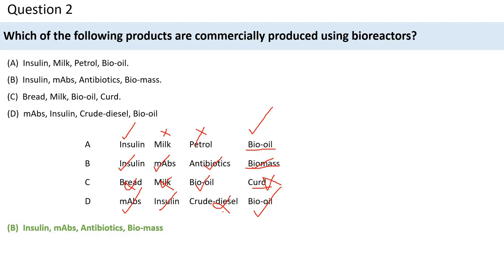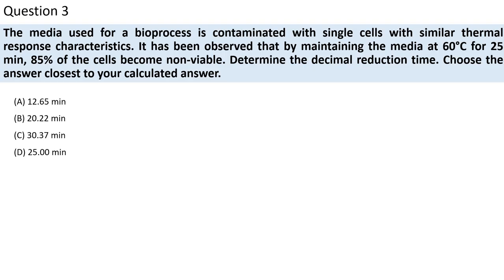Okay. So moving to question 3. The media used for bioprocess is contaminated with single cells with similar thermal response characteristics. It has been observed that by maintaining the media at 60 degrees Celsius for 25 minutes, 85% of the cells become non-viable. Determine the decimal reduction time. Choose the answer closest to your calculated answer. Option A, 12.65 minutes. Option B, 20.22 minutes. Option C, 30.37 minutes. Option D, 25 minutes.